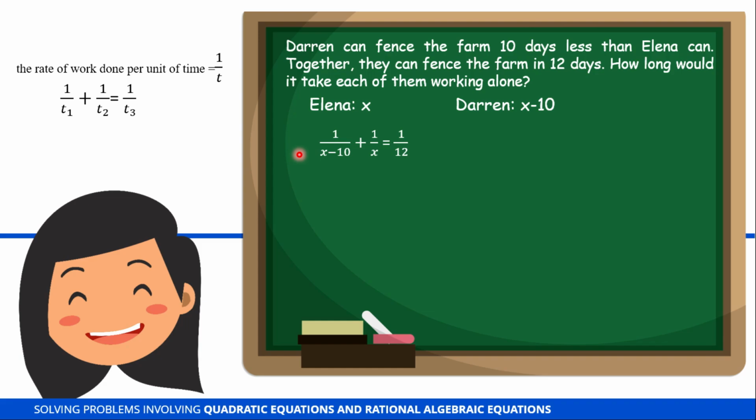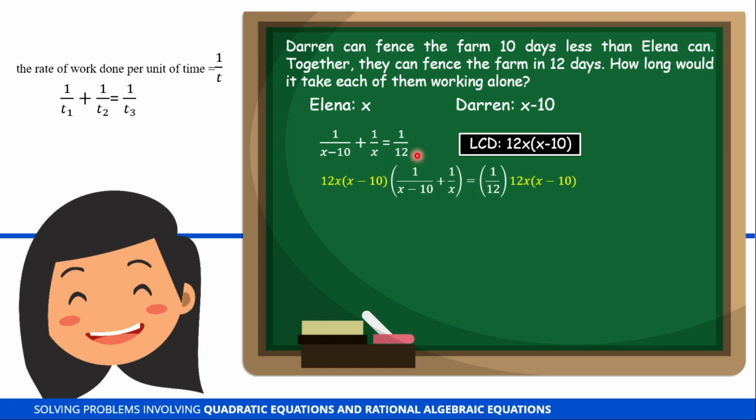Una, kuhanin muna natin ang LCD ng ating rational algebraic equation. And ano ang magiging LCD natin? We have here a binomial x minus 10. So, kasama na yan sa ating LCD. We have here also x and 12. So, ang 12x kasama rin sa ating LCD. So, our LCD is 12x times the quantity x minus 10. Yan ang ipang-multiply natin to both sides of our equation.